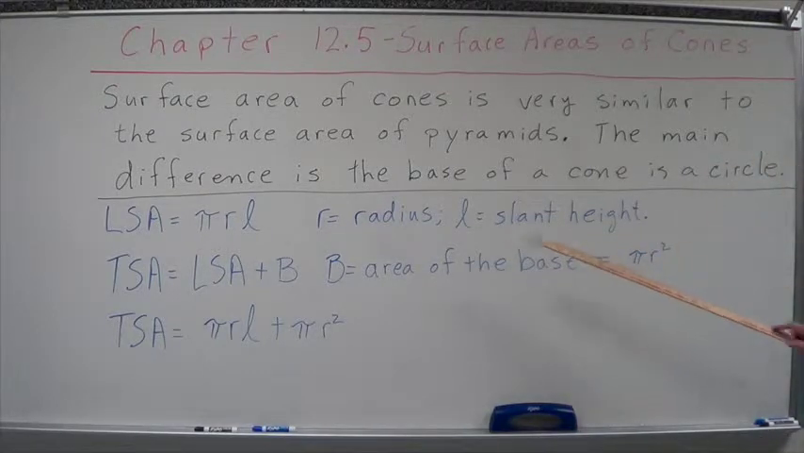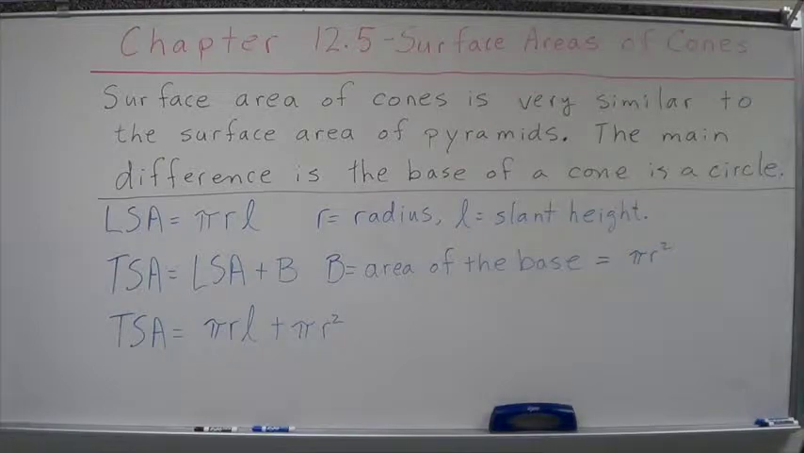The main difference is the base of a cone is a what? It's a circle. Okay? The base of a cone is a circle. Now, a couple little other differences that we'll come to. One of the main things that is the same between pyramids and cones is that we still need to know what the slant height is.